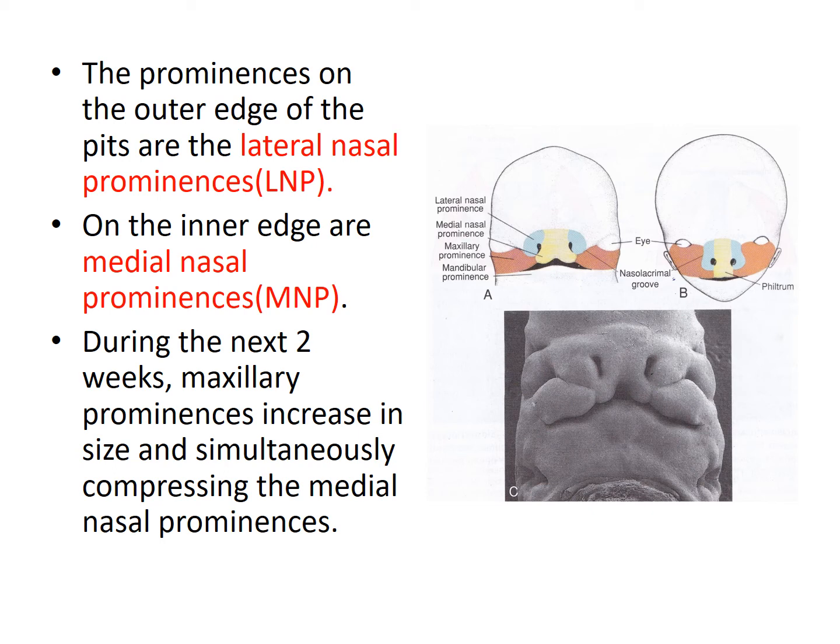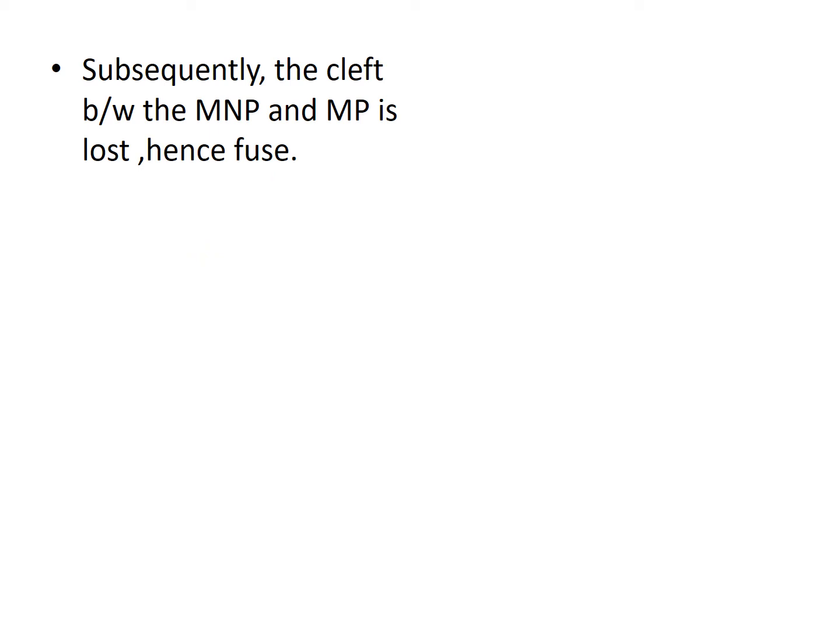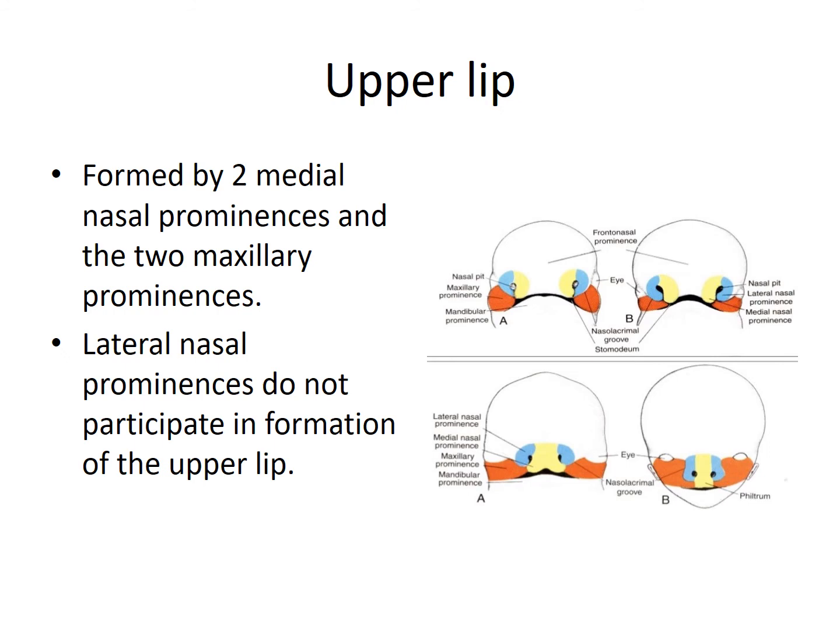The orange colored structure you can see is the maxillary prominence, and these maxillary prominences, when they increase in size, they compress the medial nasal prominences, thereby causing the fusion of maxillary prominences, and this leads to the development of upper lip. So this upper lip is formed by 2 medial nasal prominences which are fused together and the 2 maxillary prominences.